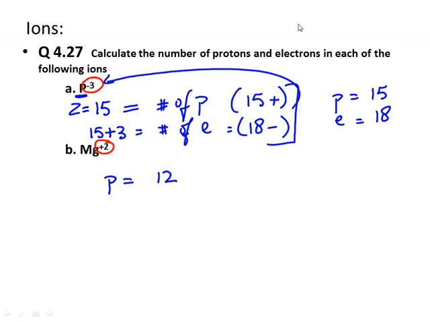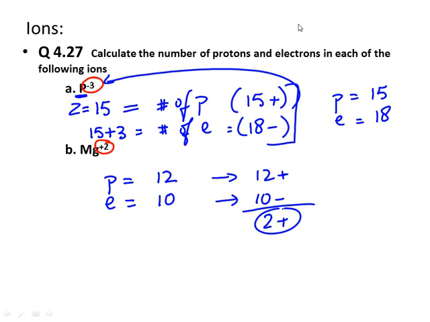So if 2 electrons were lost, starting with 12 in an atom, then now there are 10 electrons only. Double check your work, because if there are 12 protons, the total positive charge is 12 plus. If there are 10 electrons, the total negative charge is 10 minus, which gives us an overall charge of 2 plus, which is exactly what this ion has. So the number of protons in this case is 12, and the number of electrons is 10.